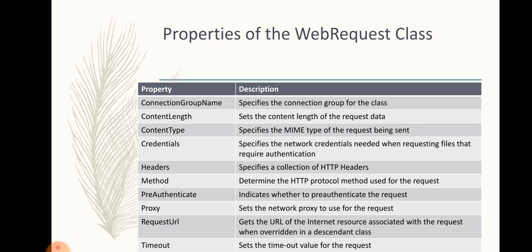Next, headers specifies a collection of HTTP headers. Method determines the HTTP protocol method used for the request. Pre-authenticate indicates whether to pre-authenticate the request. That is, whether it has to be checked before passing to the server. Proxy sets the network proxy to use for the request. Request URI gets the URI of the internet resource associated with the request. Timeout sets the timeout value of the request.